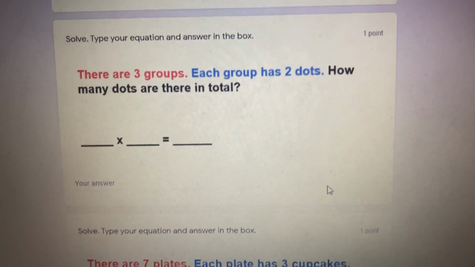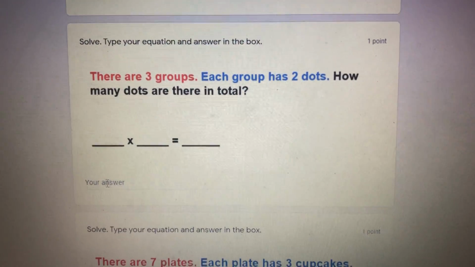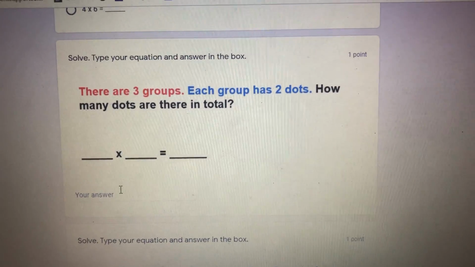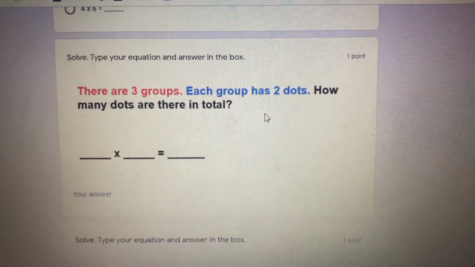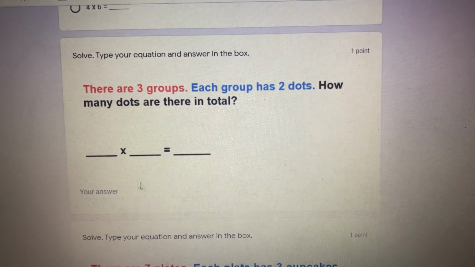Solve. Type your equation and answer in the box. So you should be writing blank times blank equals blank in this box. You're writing the numbers. There are 3 groups. Each group has 2 dots. How many dots are there in total? You're going to write blank times blank equals blank.